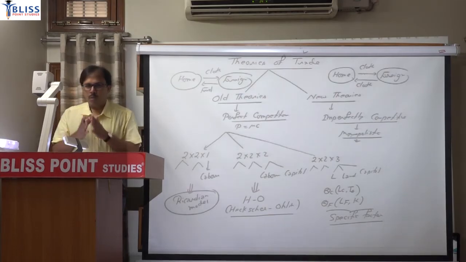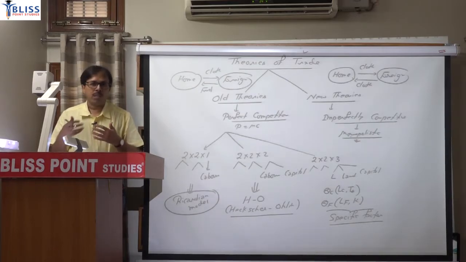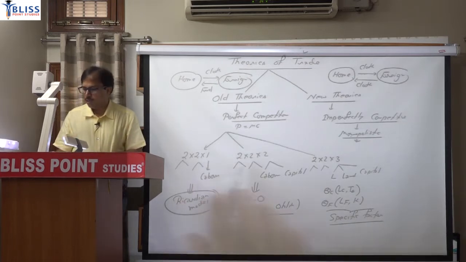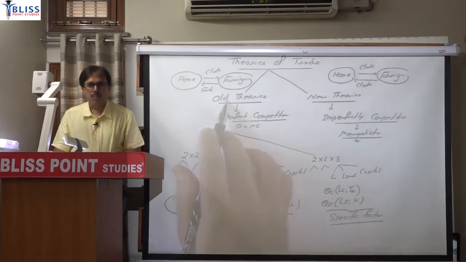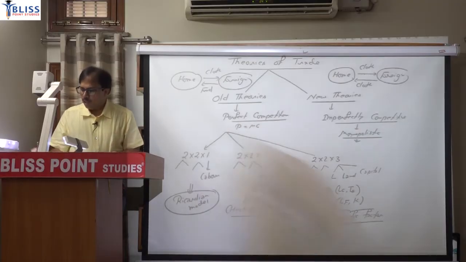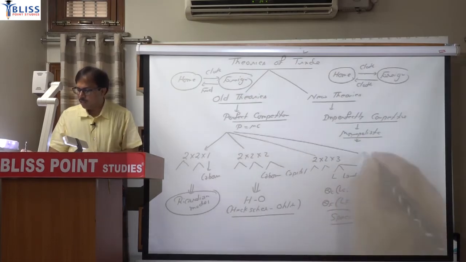So it is 2 by 2 by 1, then 2 by 2 by 2, then 2 by 2 by 3. These are separate chapters, and in each chapter there are many topics. I am just giving an overview, but all these theories are part of the old theories, and if it is part of old then it will be assuming perfect competition. That means products are homogeneous in nature. Based upon this 2 by 2 by 2, one more thing you can add will be the standard trade model.